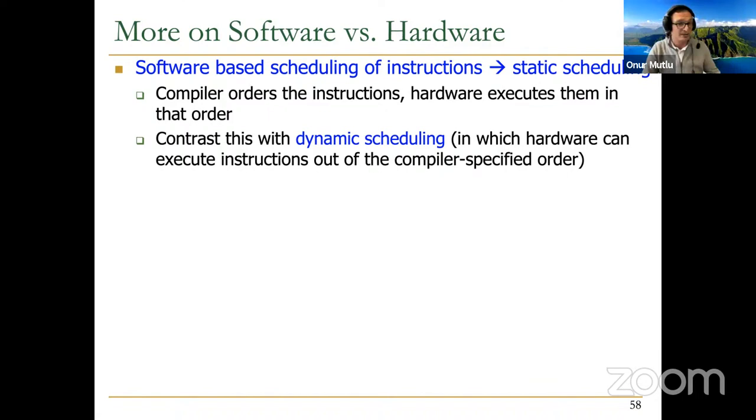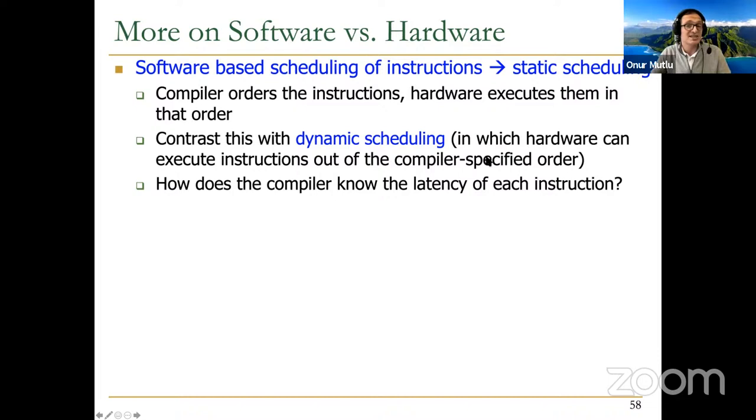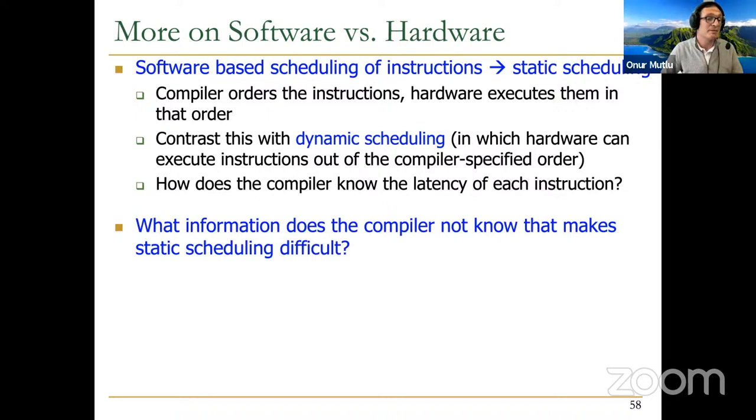But if you do software-based scheduling, the compiler needs to know a lot. And it may not always know everything because some things happen dynamically, right? You may not know the latency of an instruction, and we will discuss why in a little bit. So the question is, how does the compiler know the latency of each instruction? If the latency of the instruction is static, meaning it doesn't depend on runtime factors, this is not a problem. This is great. The compiler can be given that information, based on the pipeline design. But there are some information types that the compiler cannot know that make static scheduling and reordering of the instructions difficult. Basically, determining how many instructions you should put after this load becomes difficult.